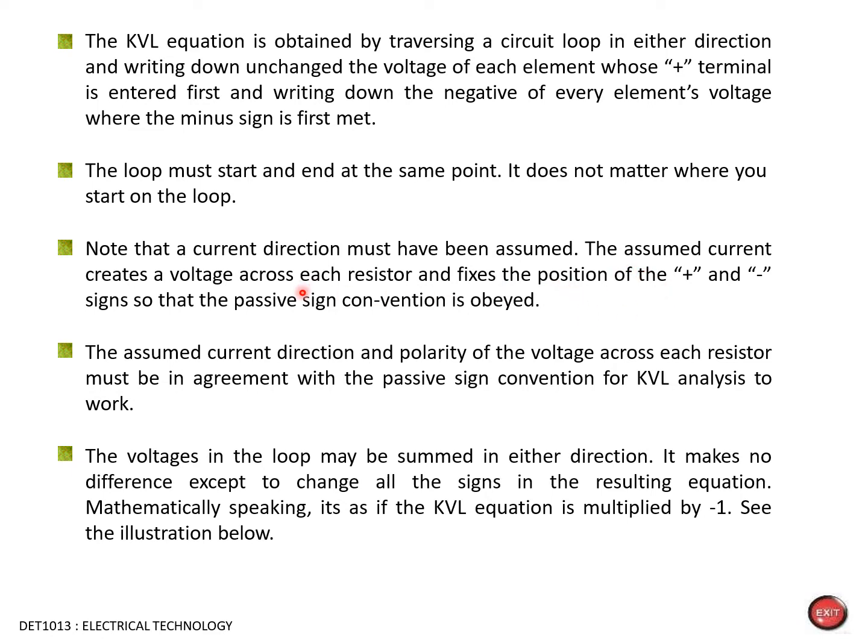So when you come across a resistor in the loop, you have to be able to assess whether it possesses positive charge or negative charge, because when the current is moving in a direction, and you are also moving in the same direction, it immediately possesses the positive sign.